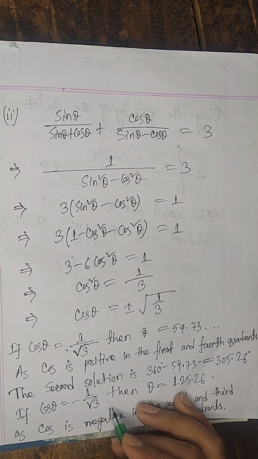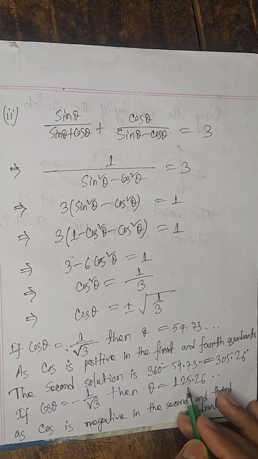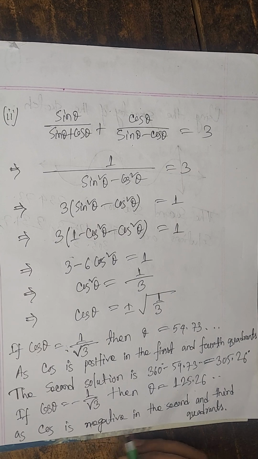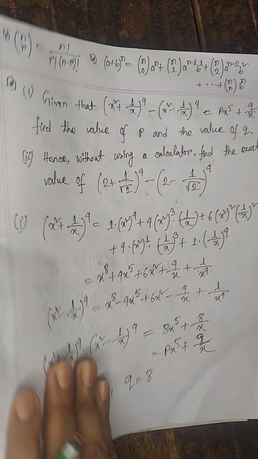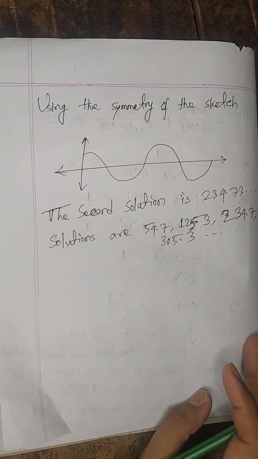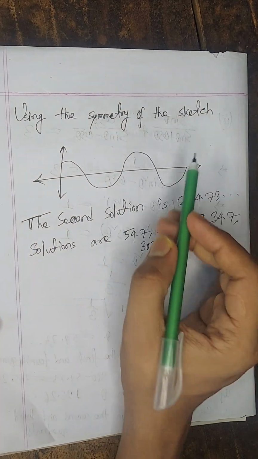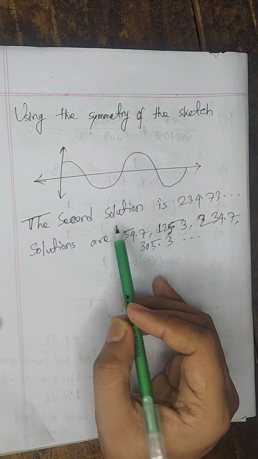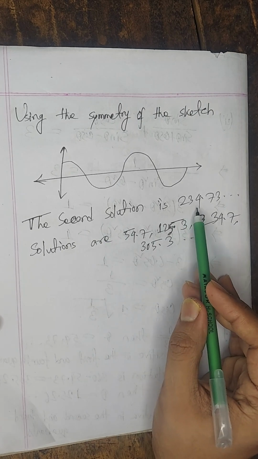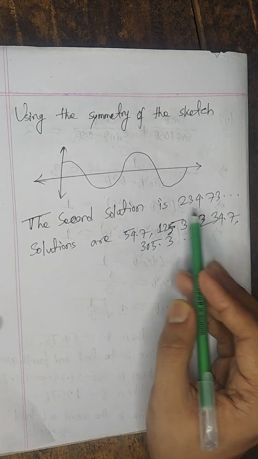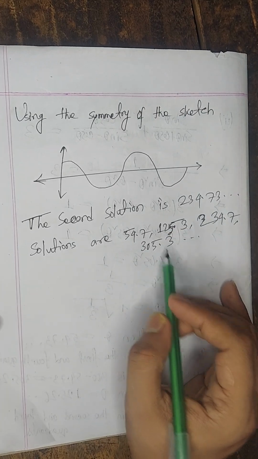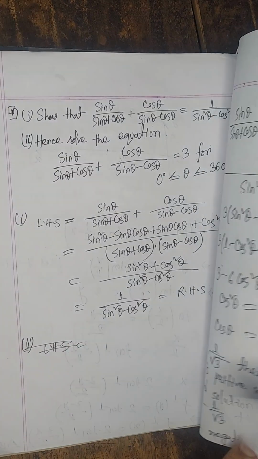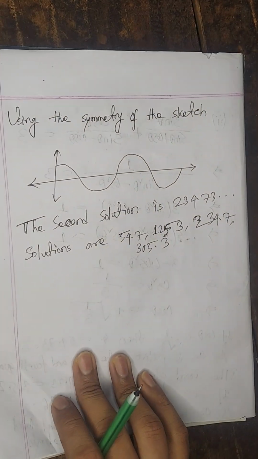And if cosθ is negative, then we get θ equal to 125.26, and as cos is negative in the second and third quadrant, we get our graph like this. Using the symmetry of the sketch, we get a graph like this. The second solution is 234.73. So our values of θ are these values, which is our answer.